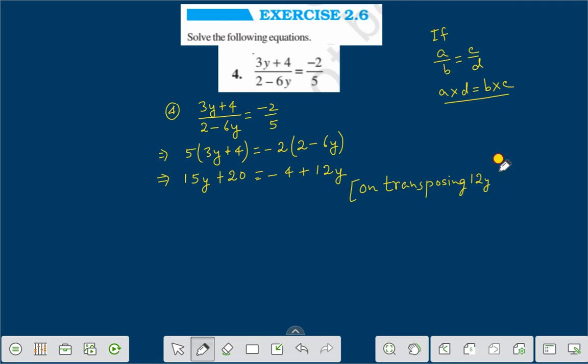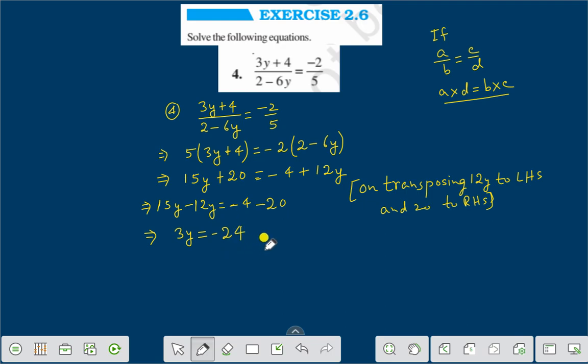Now on transposing 12y to the left hand side and 20 to the right hand side, we get 15y minus 12y is equal to -4 minus 20, or it can be written as 15y minus 12y, that is 3y. 3y is equal to -4 minus 20, which is -24.